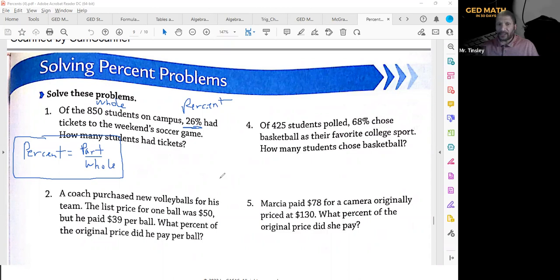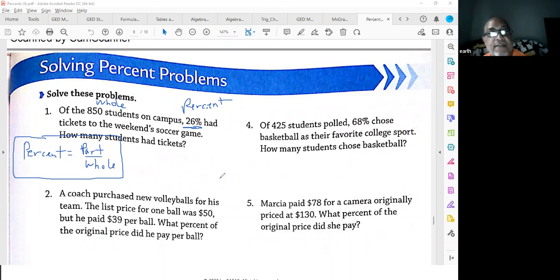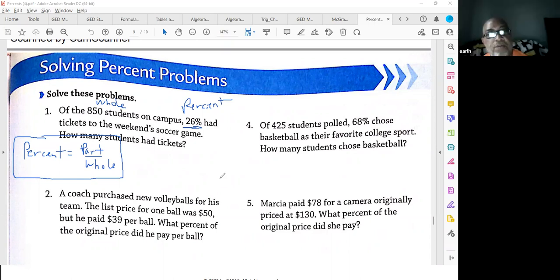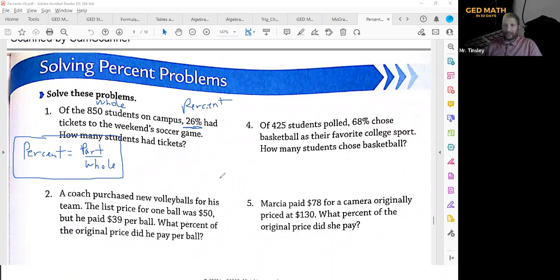If we're trying to get part by itself, we need to get rid of whole. What's happening to the part right now? It's being divided. Divided by what? The whole. What is the opposite operation of division? Multiplication.